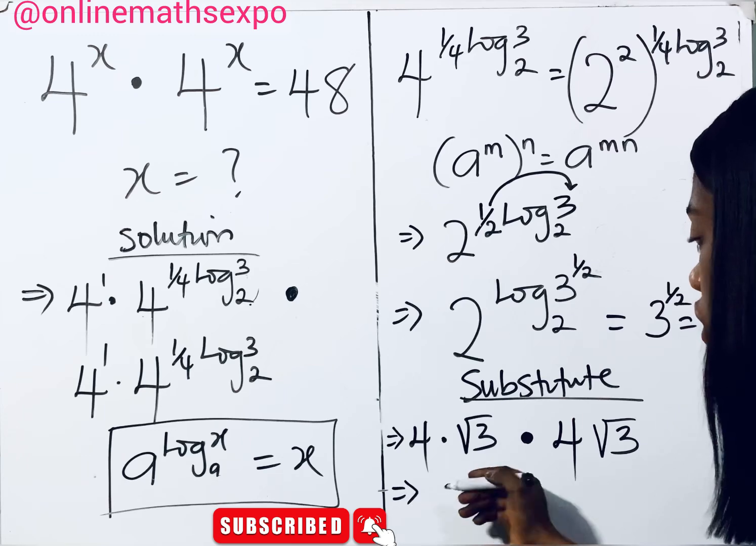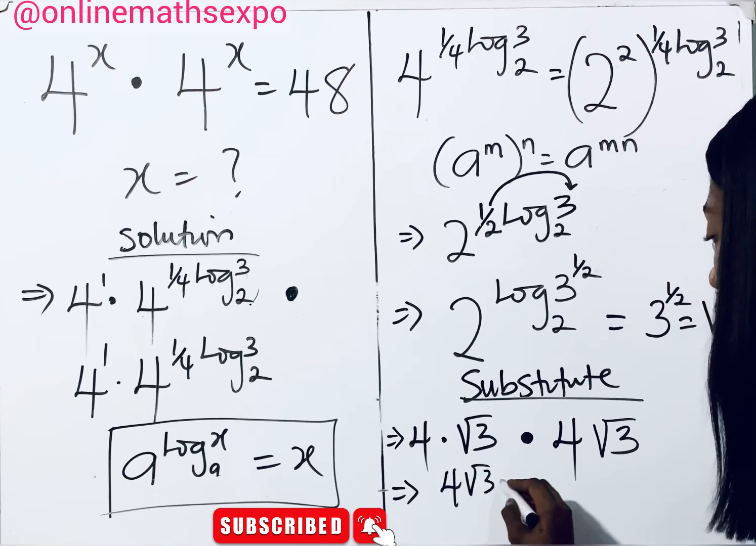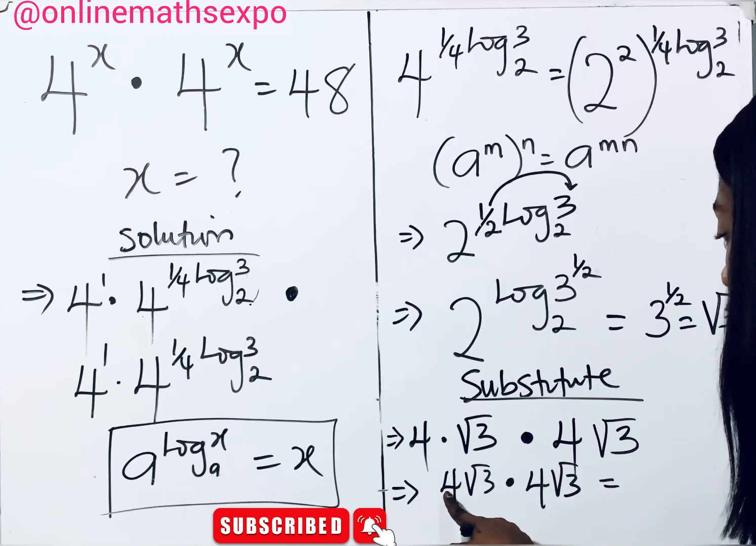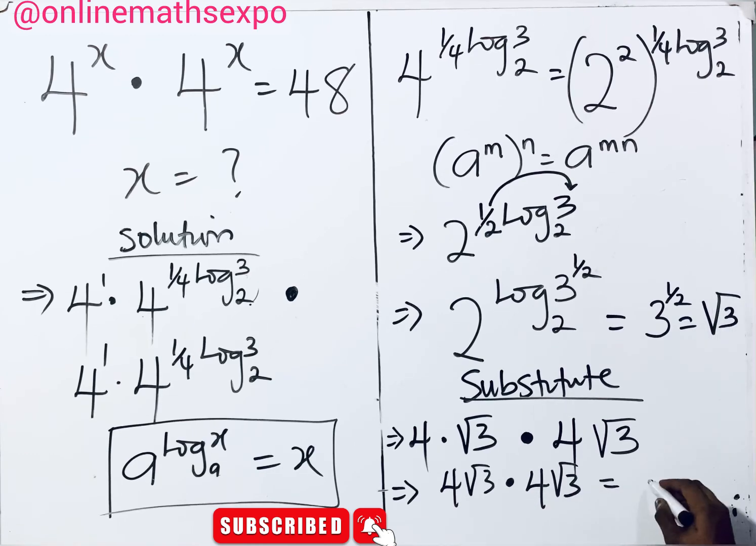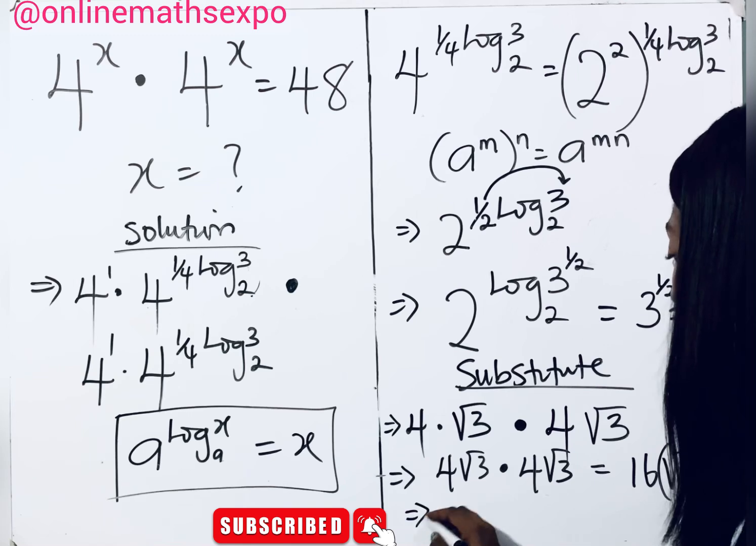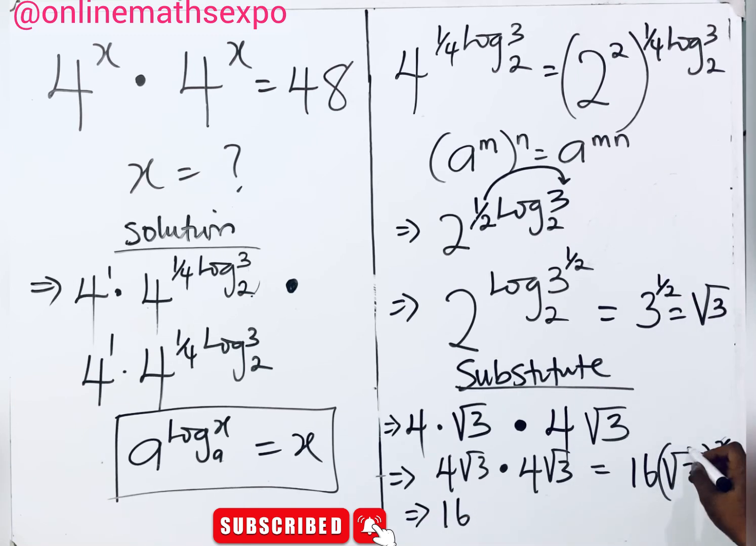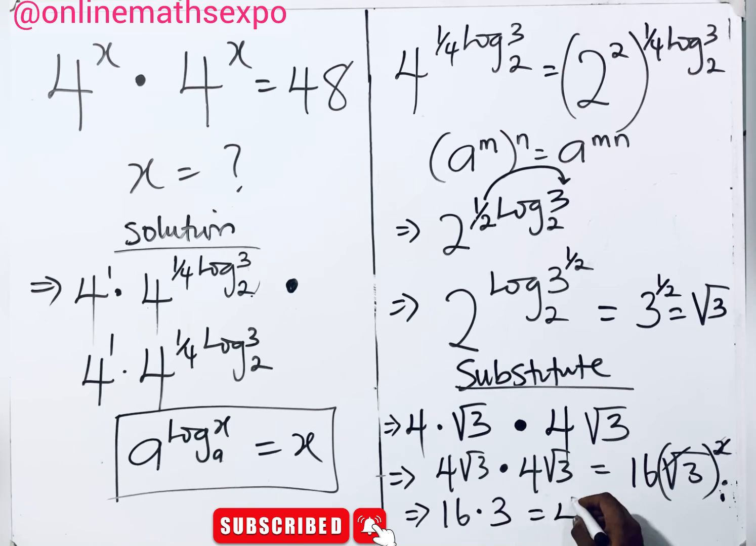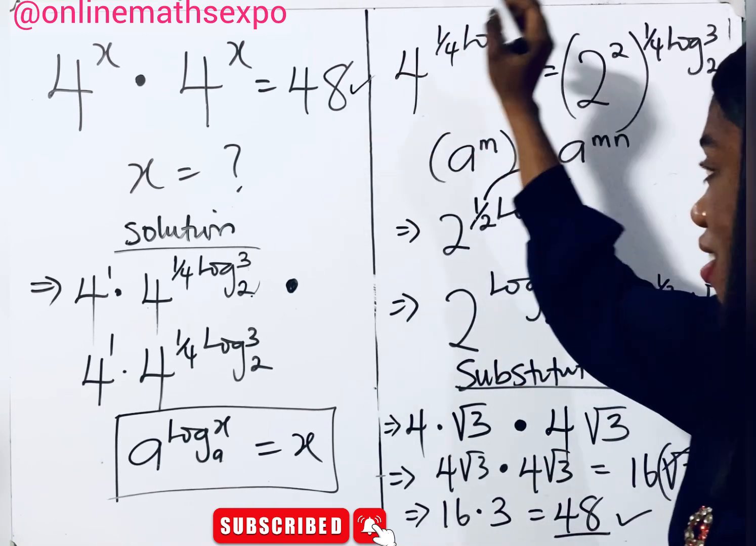Now if you multiply this, it gives you 4 root 3, then multiplied by 4 root 3. When we multiply 4 by 4, we get 16, and this root 3 multiplies itself to give root 3 to the power of 2. So we now have 16. This square cancels the square root to give us 3. And when you multiply this, it gives us 48. And that is what we have at the right side.